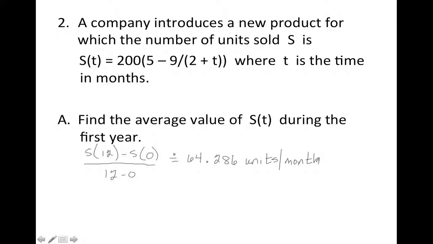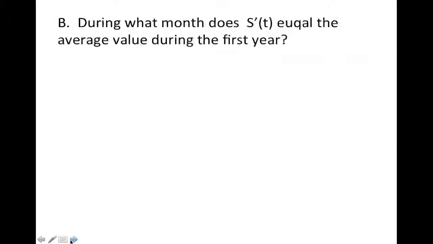All right, so if we take a look at part B, now we want to know during what month would the derivative equal the average value during the first year. So again, that's your application of the mean value theorem. What the mean value theorem is telling us is that there should be some point in time at which the average number sold is going to equal the instantaneous number that's being sold. Well, the instantaneous number sold is what's going to be given to us by our derivative. And the average number sold is what we just found before, that's 64.286.